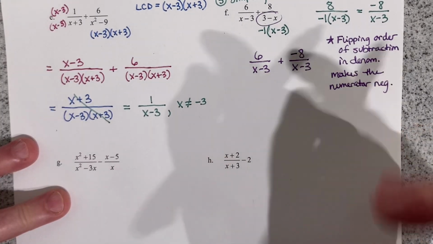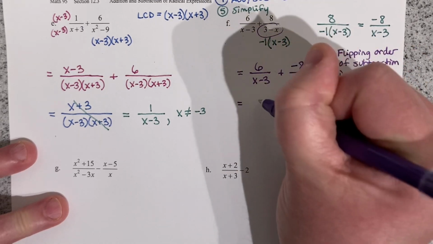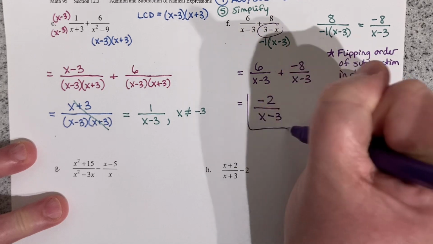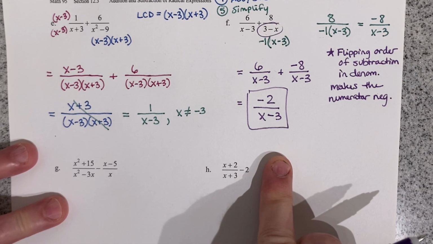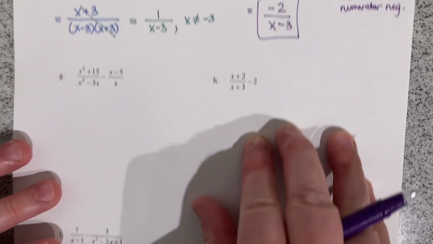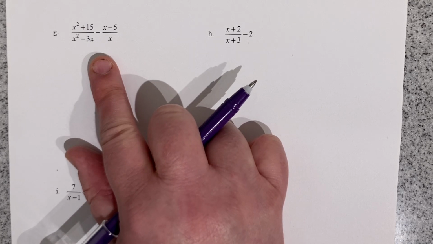All right, well now that we have all that, what we get in the top is -2 and then over x minus 3. Definitely a little different on that one. All right, let's try one where it's sort of back to regular, just factor and find a common denominator.